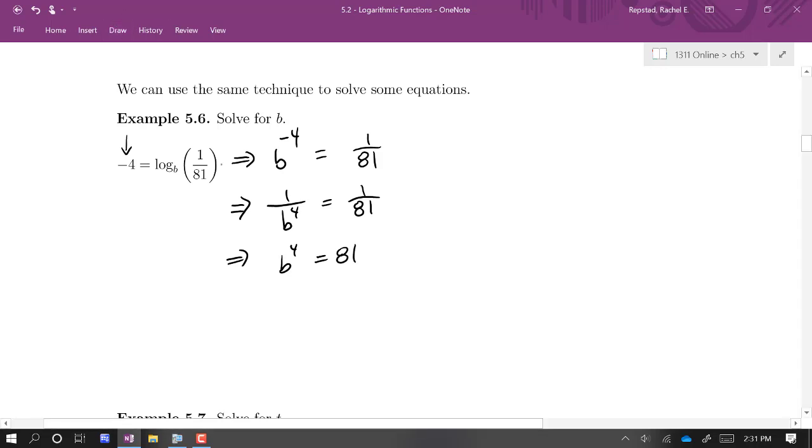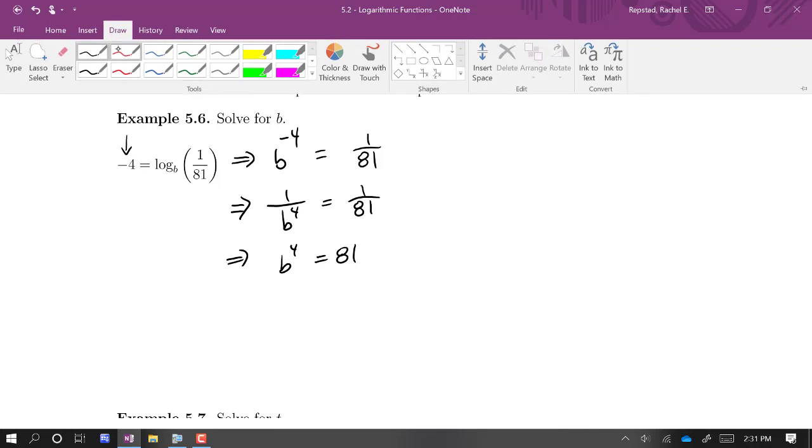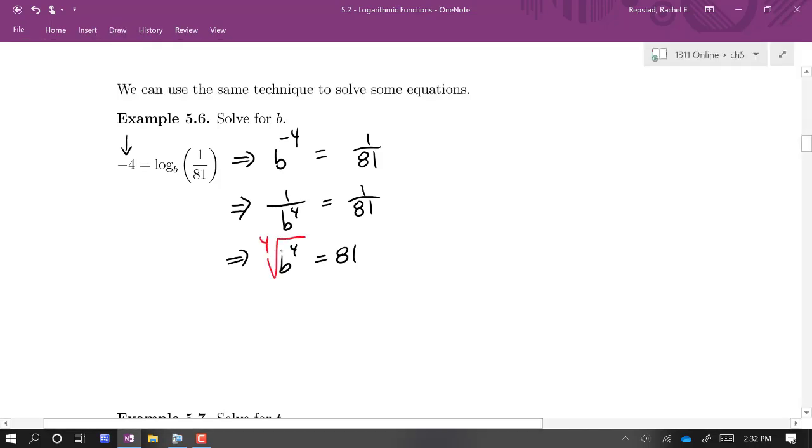And if I know what b to the 4th is and I want to find the value of b, well, I'm going to take the 4th root. And we get b equals 3. Now, you might be thinking, we're looking at an even root of a positive number, and shouldn't there be 2 of those roots? I mean, 3 to the 4th power is 81, but negative 3 to the 4th power is also 81. And we know that we're just looking for positive 3 because a base is always positive.